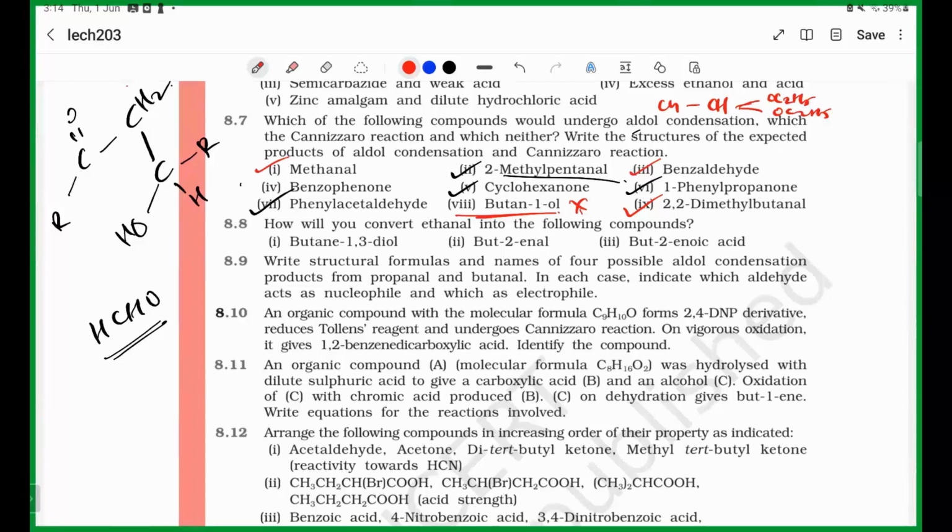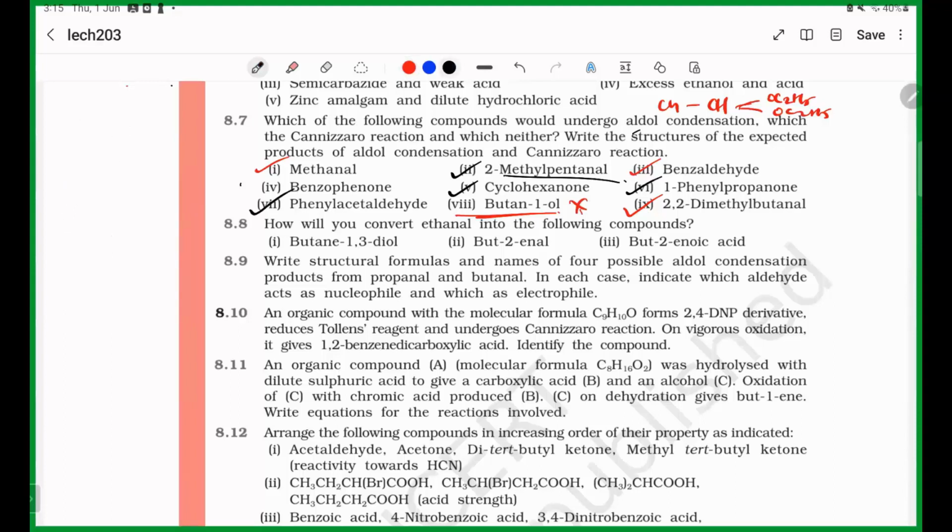Because the compound doesn't have a hydroxy group. So now your question: how will you convert ethanol into the following compounds? You can convert ethanol into butane-1,3-diol. You can convert ethanol into butenol.